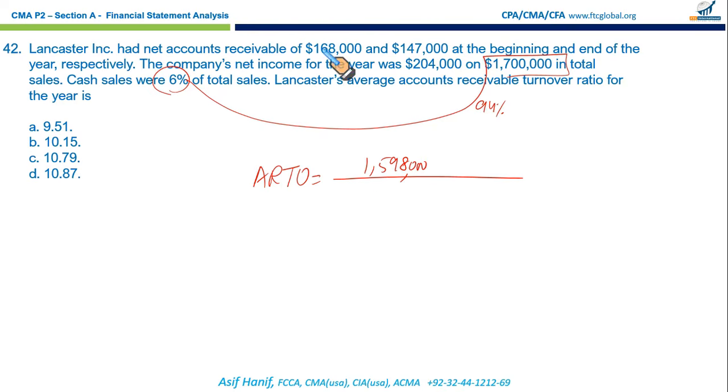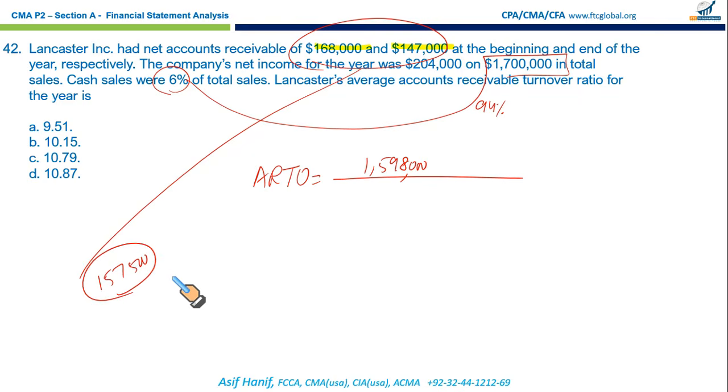Average receivable will involve opening and closing added, divided by 2. 168 plus 147 upon 2 gives you an average of 157,500. This 157,500 will serve as the denominator of this ratio, because the formula of average account receivable turnover is credit sales divided by average account receivables.